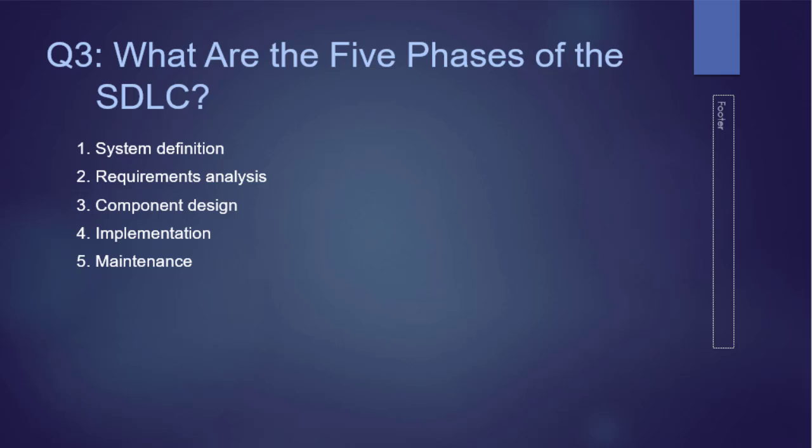So for the third question here we have: what are the 5 phases of the system development life cycle? If you look at those, there are 5 that are listed here. Sometimes you might see 6, might be up to 8, but we'll cover all the different topics that are in each one of these phases, if you will.